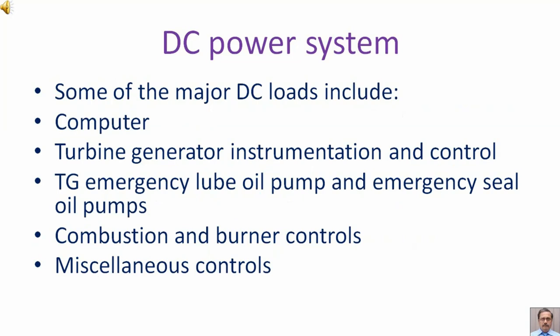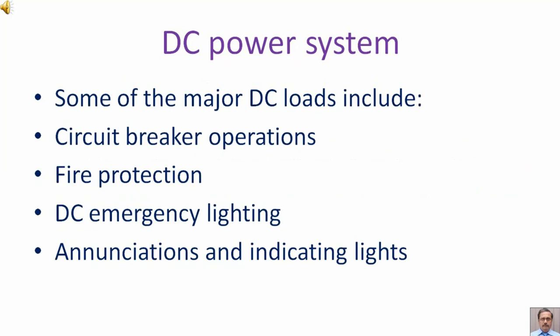Some of the major DC loads include computer, turbine generator instrumentation and control, turbine generator emergency lube oil pump and emergency seal oil pumps, combustion and burner controls, miscellaneous controls. Some of the major DC loads include circuit breaker operations, fire protection, DC emergency lighting, annunciations and indicating lights.